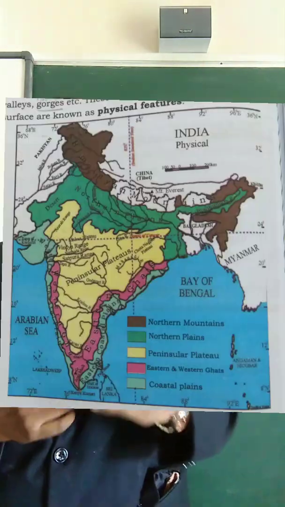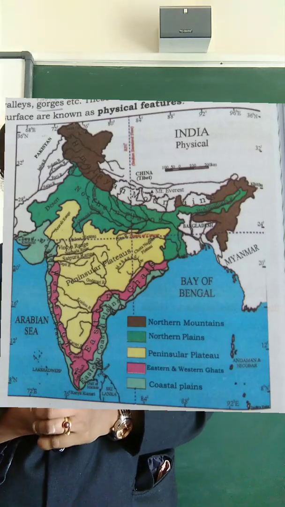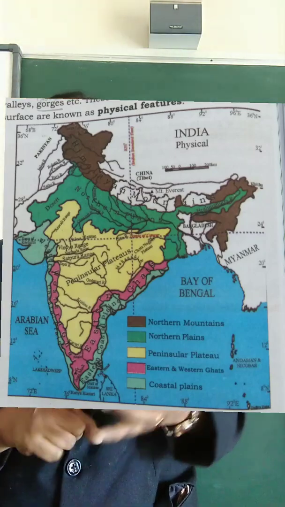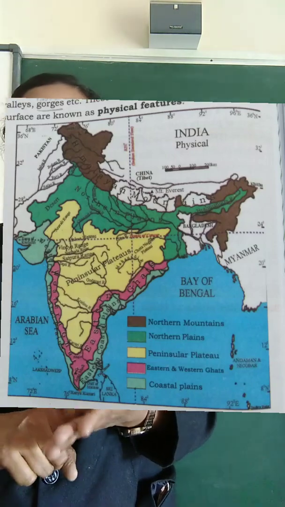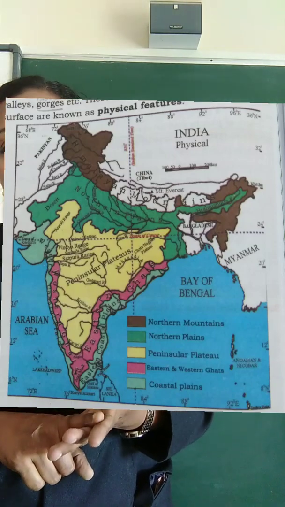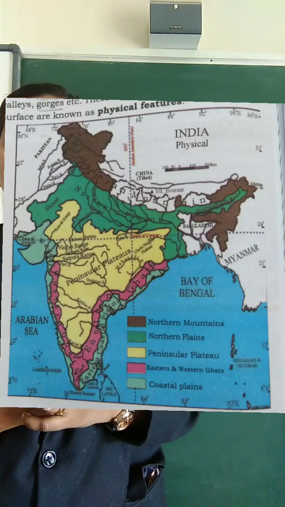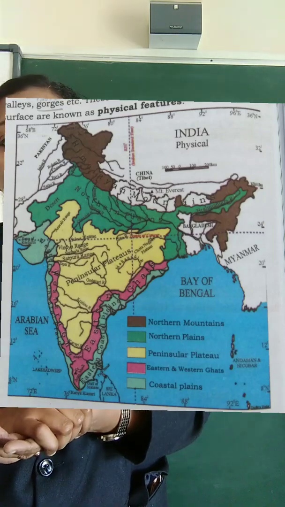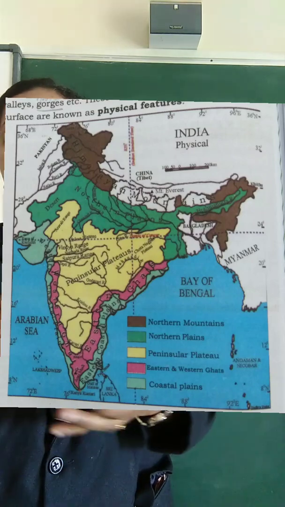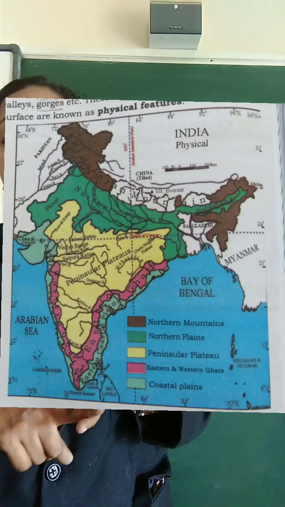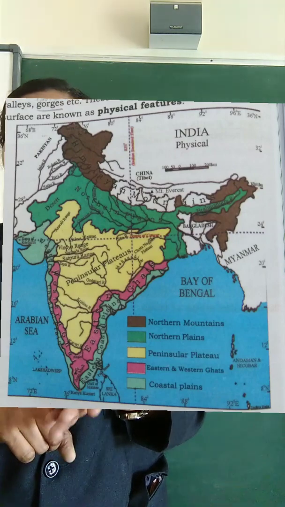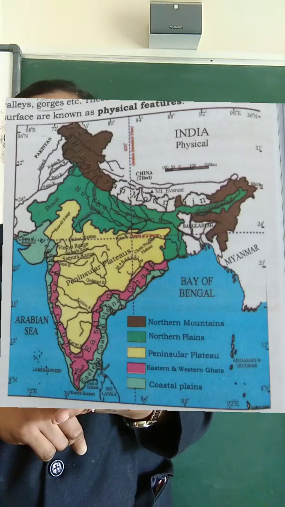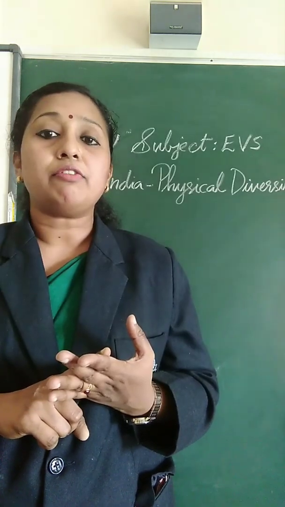Children, look at the map on the screen. Yes, it shows the major physical divisions of India. You can see various types of landforms such as mountains, hills, plains, plateaus, valleys, gorges, etc. These differences that we can see on the land surface are known as the physical features.